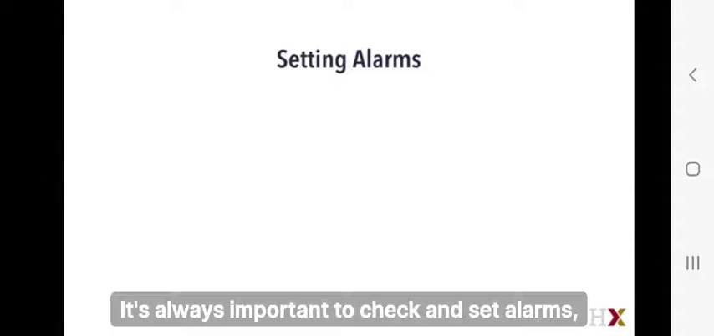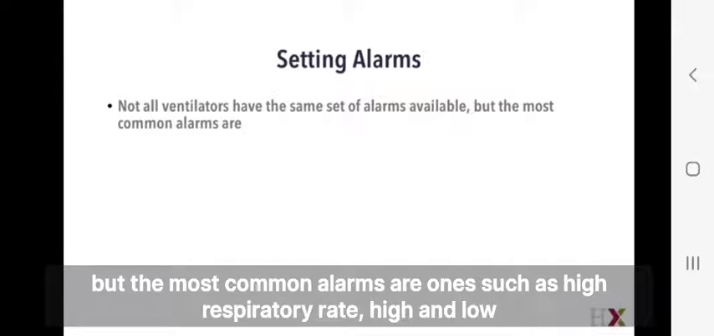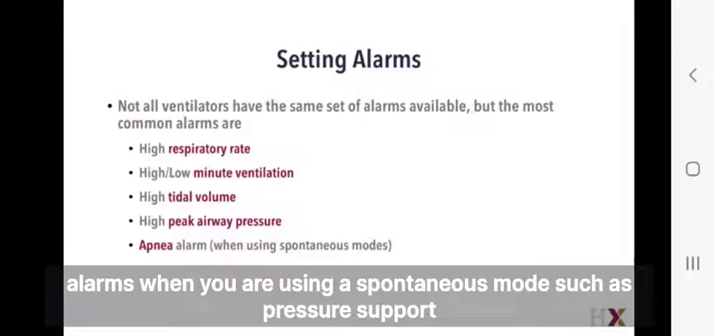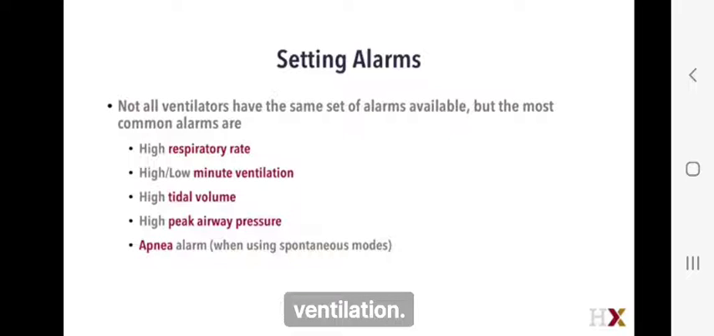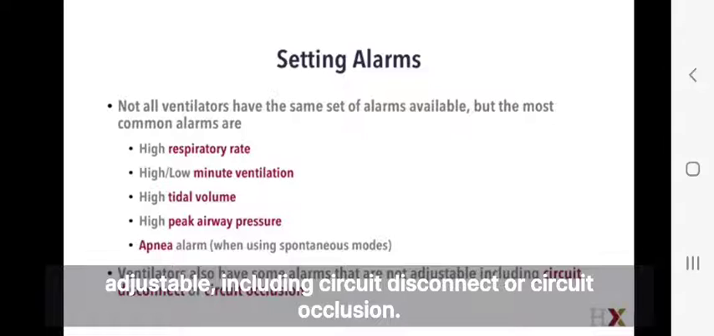It's always important to check and set alarms, especially when changes have been made. Not all ventilators have the same set of alarms available, but the most common alarms are ones such as high respiratory rate, high and low minute ventilation, high tidal volume, high peak airway pressure, and apnea alarms when you are using a spontaneous mode such as pressure support ventilation. Ventilators also have some alarms that are not adjustable, including circuit disconnect or circuit occlusion.